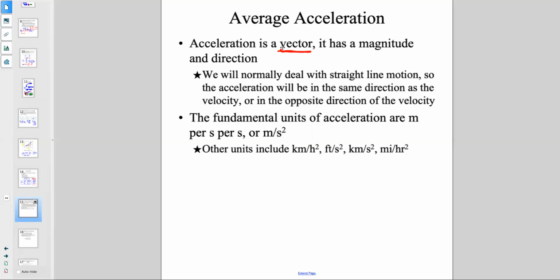Other units are, for example, kilometers per hour squared and things like that. We're not dealing with them. Don't worry about them. This is the unit that we want to use for our problems.